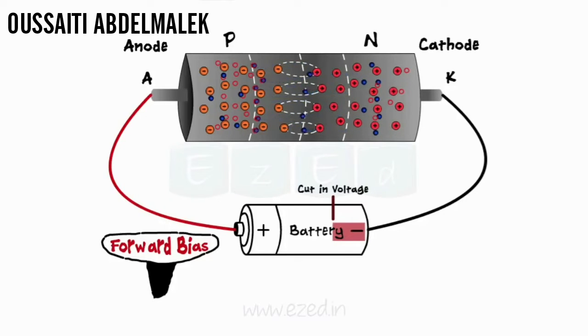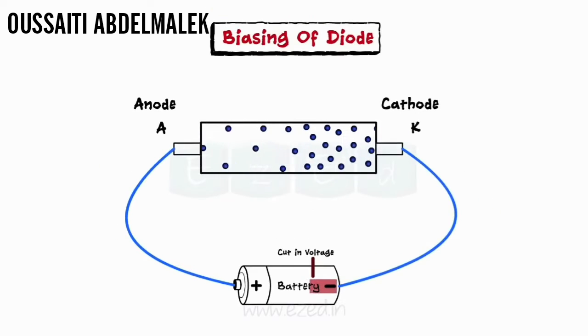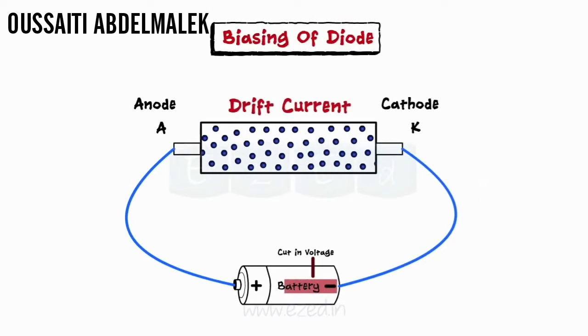As we increase the voltage over the junction potential value, electrons from the N side of the diode attain enough energy to break the electric field and cross over to the other side of the junction. Thus, electrons move from cathode to anode, setting up the flow of current from anode to cathode. This mode of operation is called forward bias, and this current is called a drift current.